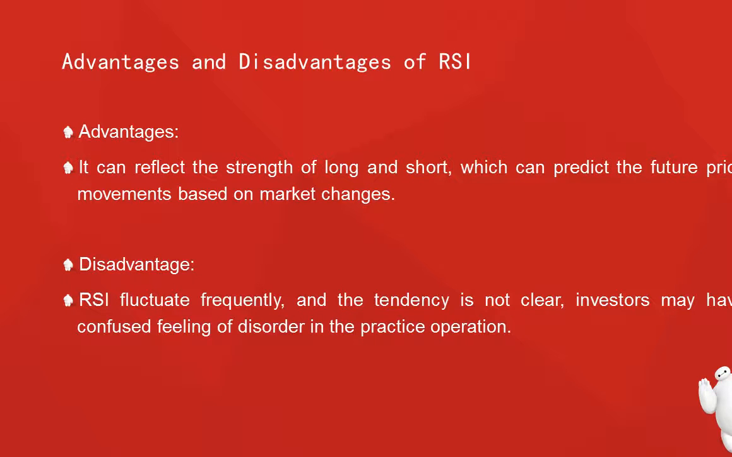Let's see the next one, advantages and disadvantages of RSI, because each indicator has advantages and disadvantages. The advantage is that it can reflect the strength of long and short, and can predict future price movements based on market changes. But the disadvantages: RSI fluctuates frequently and the tendency is not clear. Indicators may give a confused feeling of disorder in relative operation. Most of us will have this feeling, right? It's difficult to judge. So this is the disadvantage. We need to use the advantages and deal with the disadvantages. So this is the RSI.